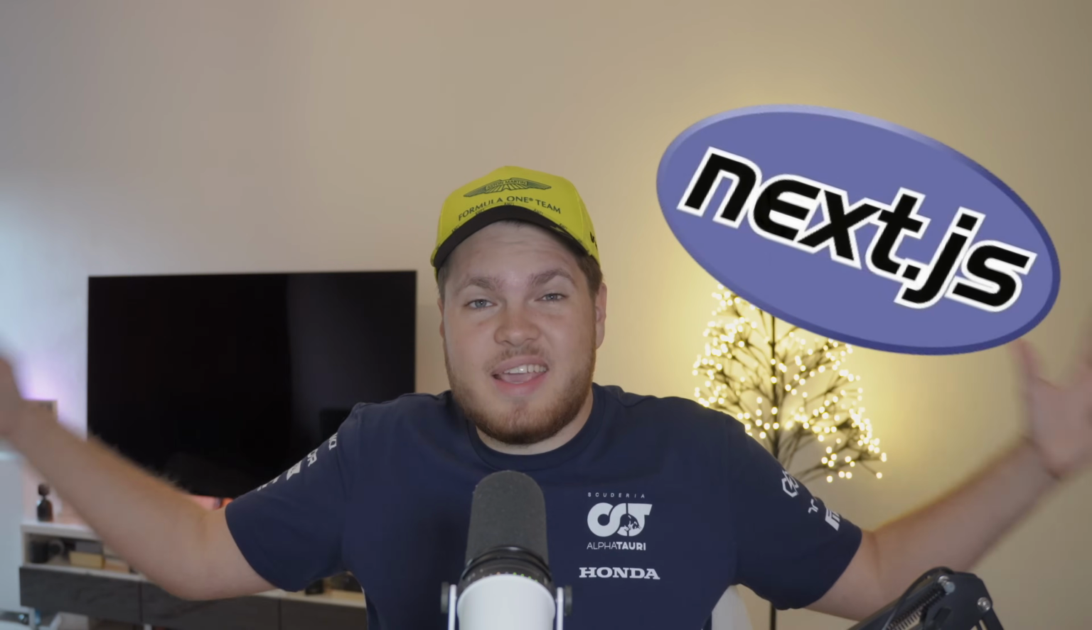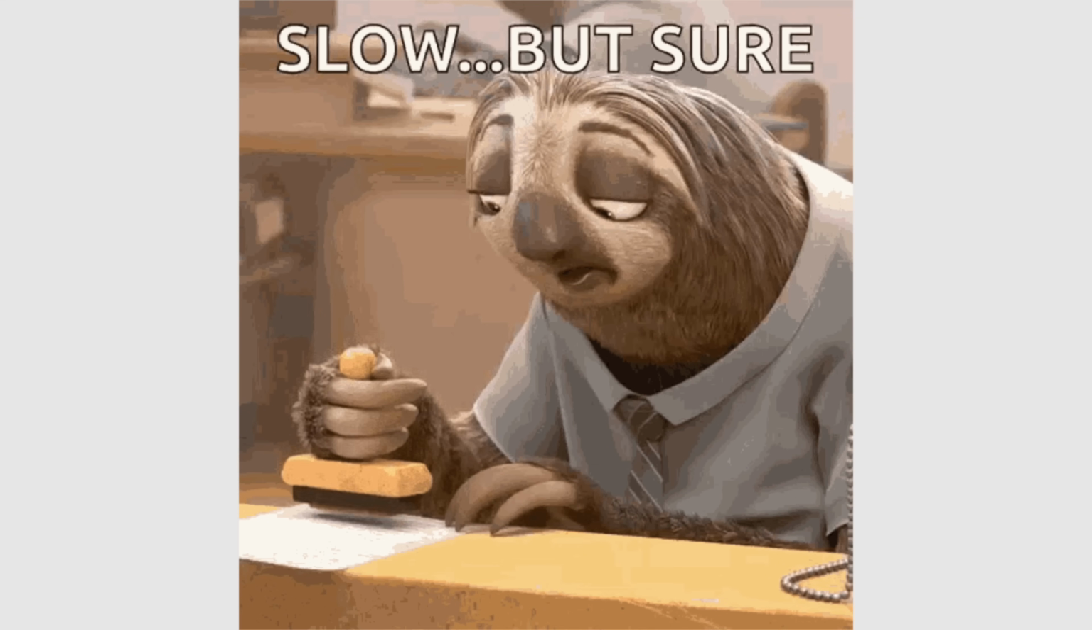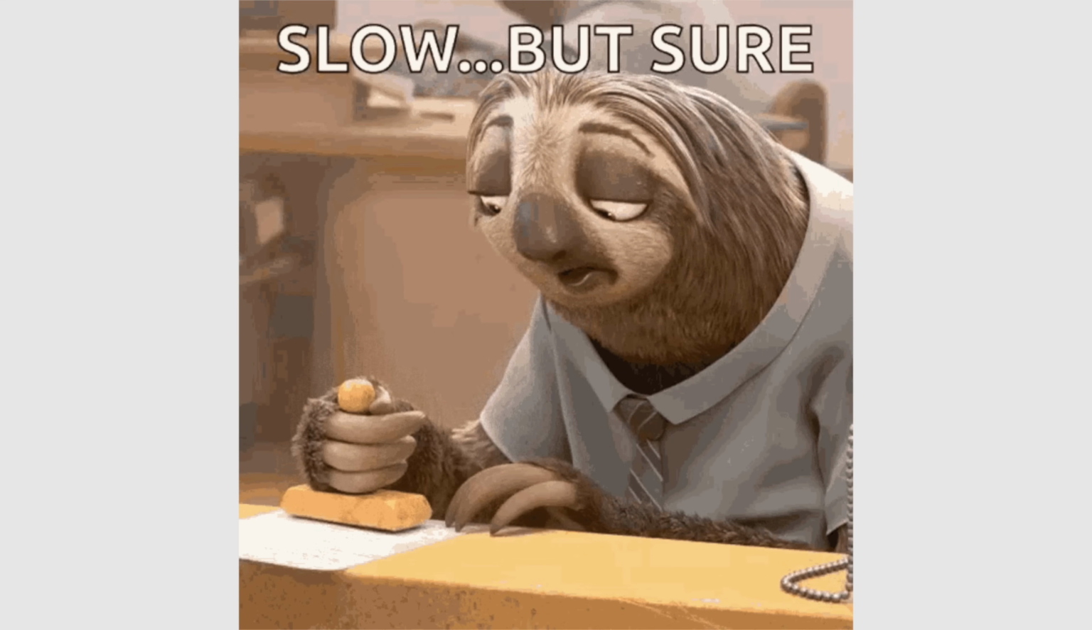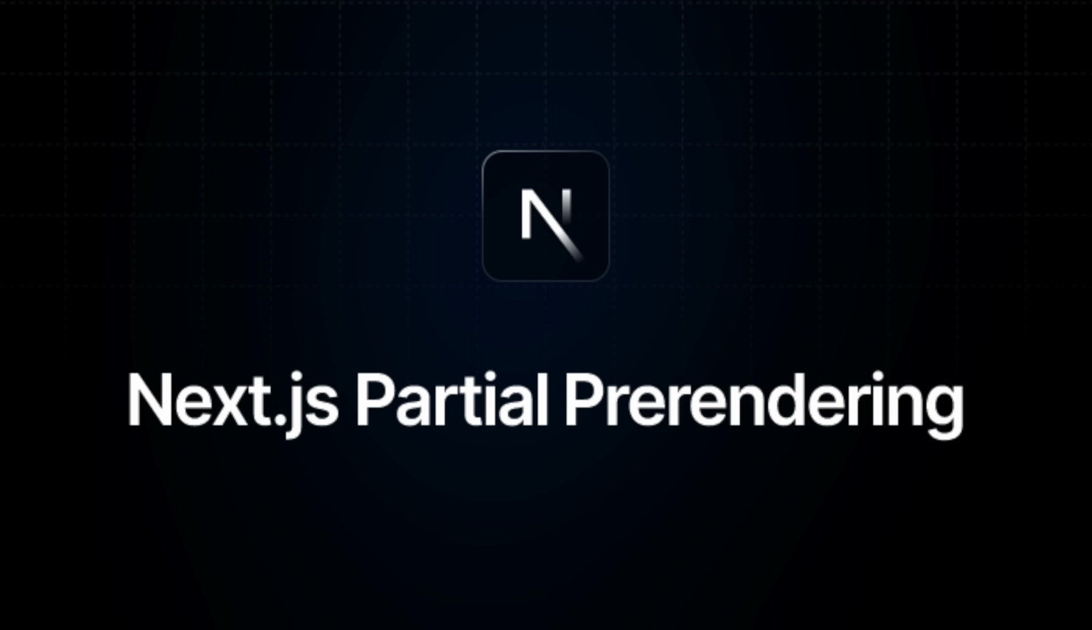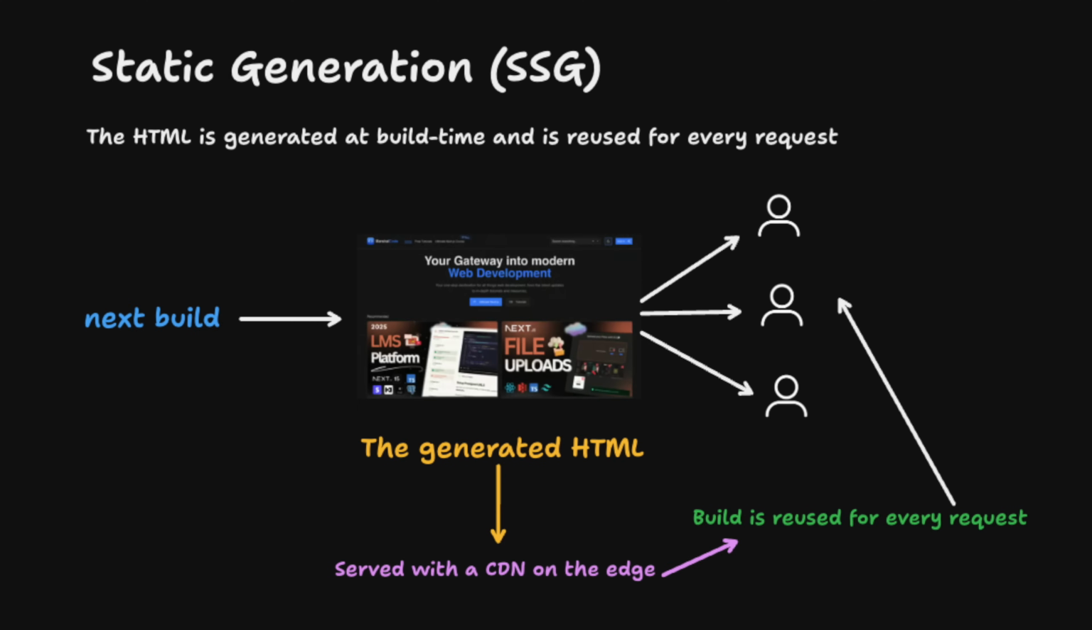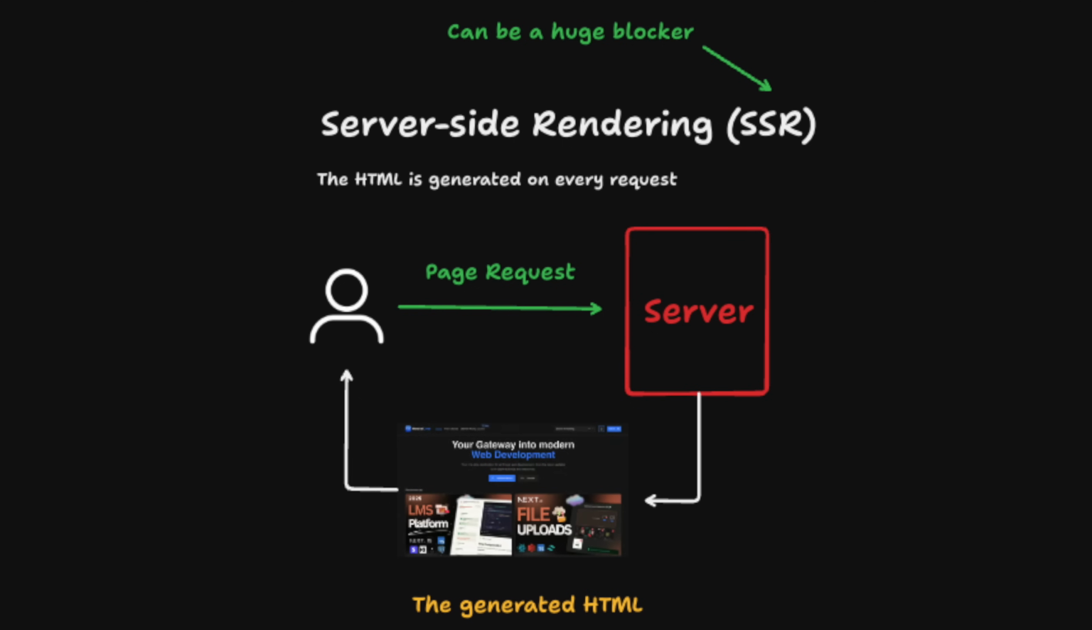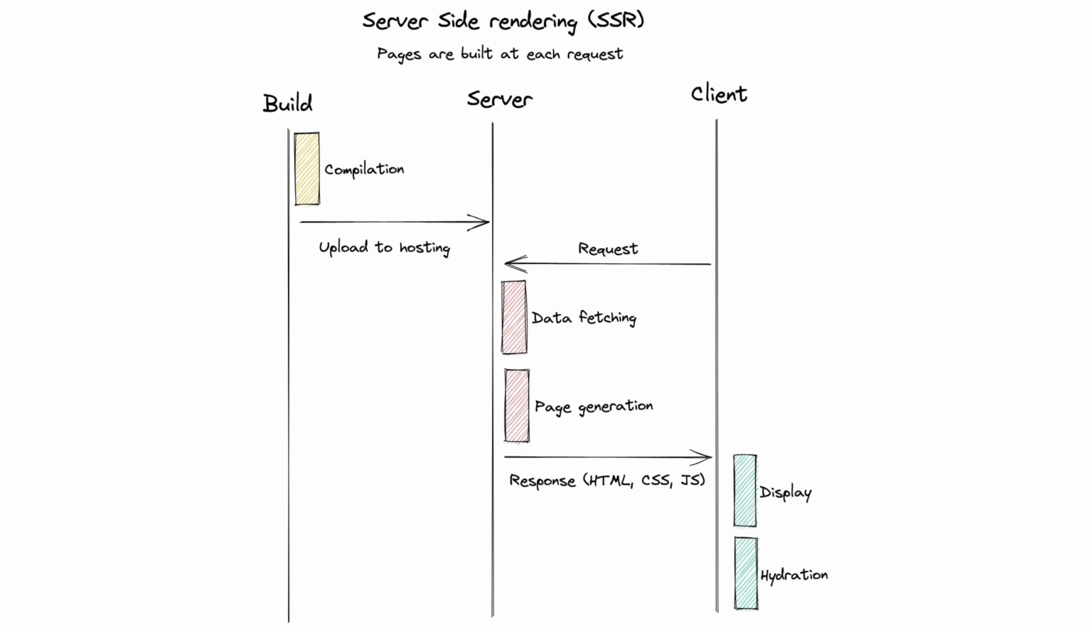Your Next.js website is slow, and it usually comes down to one thing. You are not using partial pre-rendering. Most developers only know two rendering strategies: static site generation, lightning fast but pretty rigid, and server-side rendering, flexible but slow since every request has to be processed at runtime.